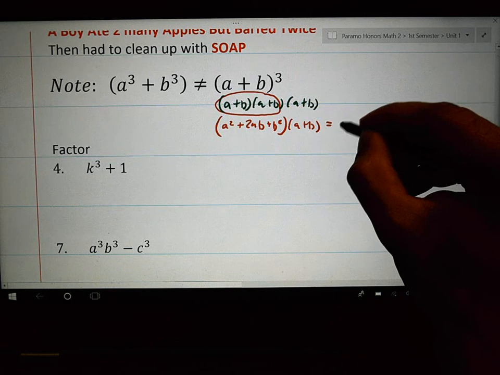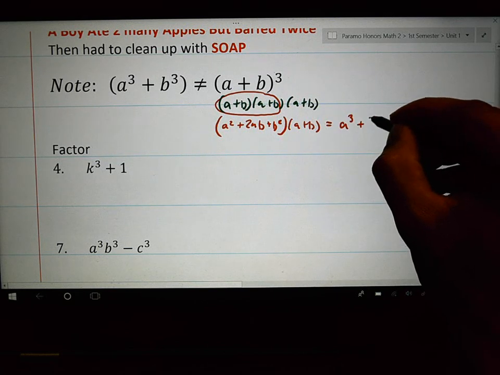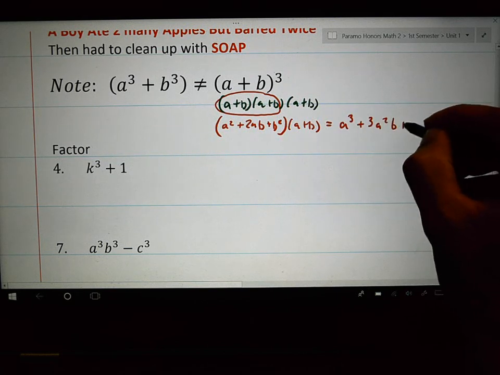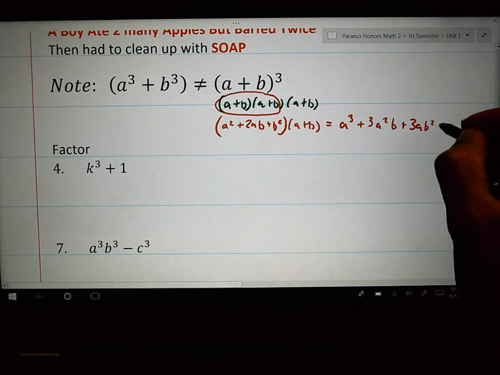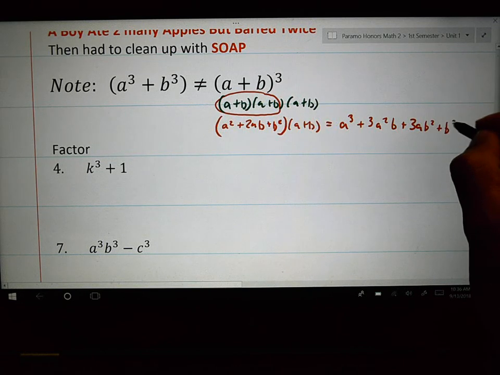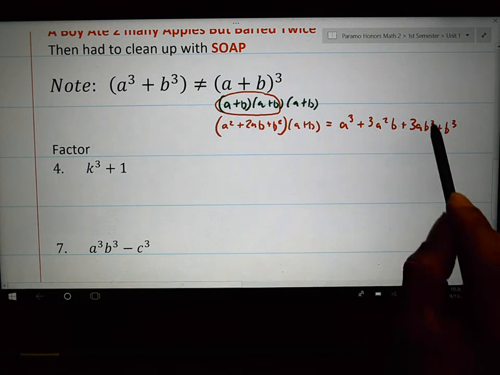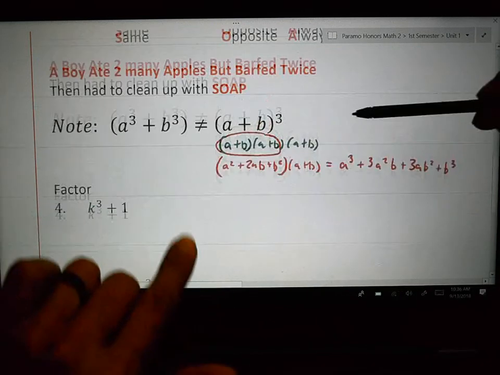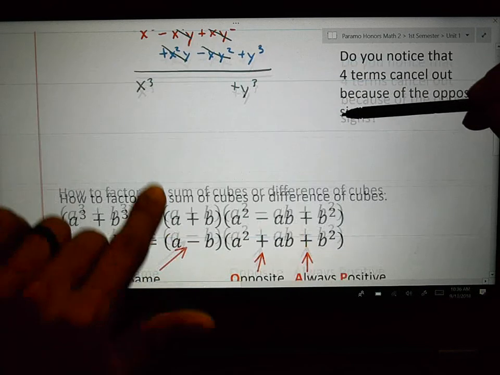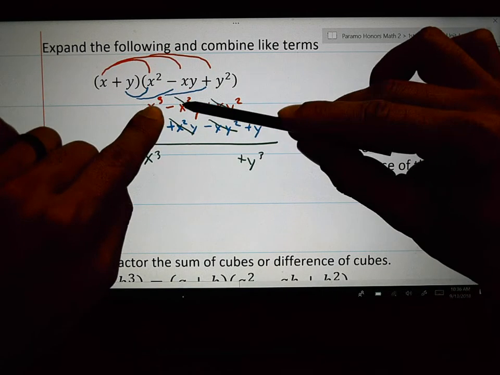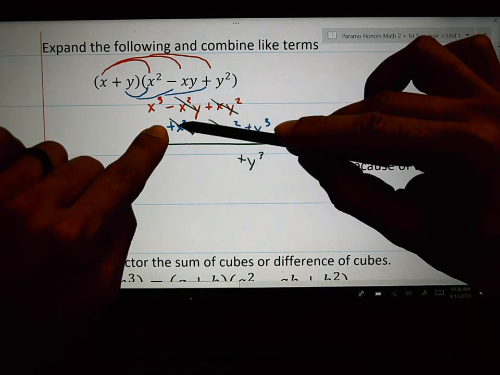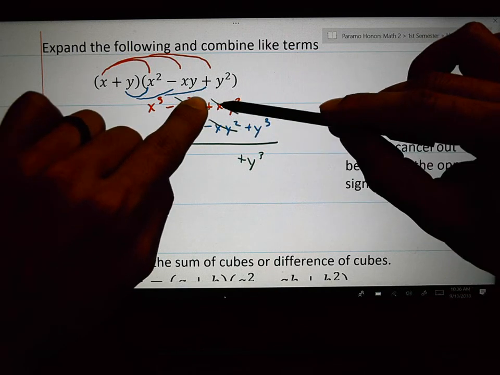It's going to be a to the third plus 3a squared b plus 3ab squared plus b to the third power. That's what it expands to be. And the reason is because of these two middle terms, imagine what would happen if you had two of them and one of them would make 3.